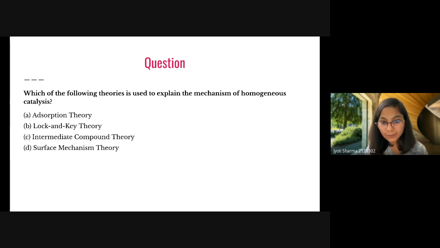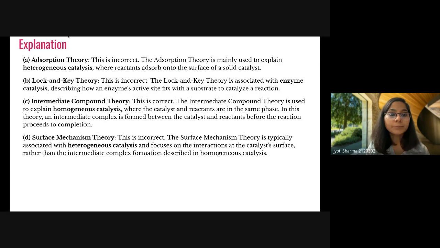And let's see. So see here, adsorption is for heterogeneous. Lock and key is for the enzyme catalysis. Intermediate theory is used to explain homogeneous catalysis, where the catalyst and reactant are in the same phase. In this theory, an intermediate complex is formed between the catalyst and reactant before the reaction proceeds to completion. Okay, and this surface theory again is the theory for the heterogeneous. So C is the right answer. This theory is for the homogeneous catalysis.